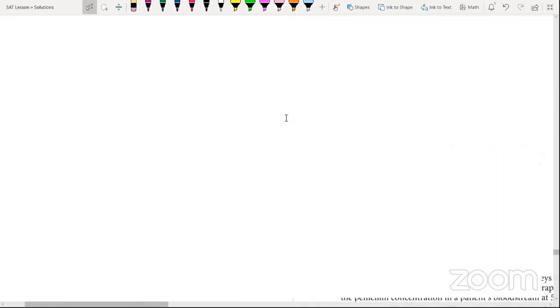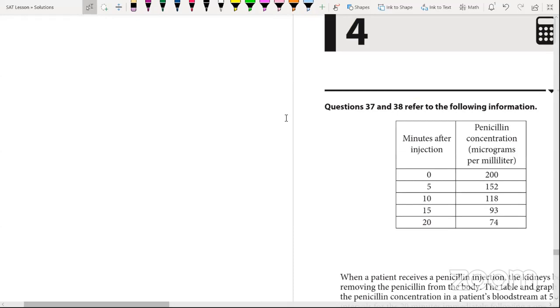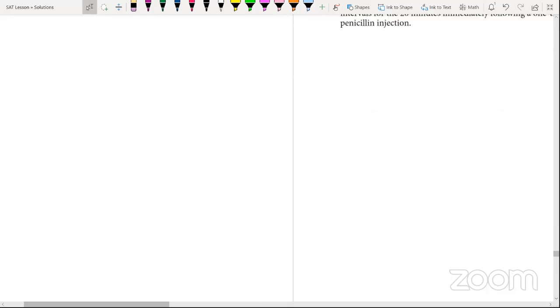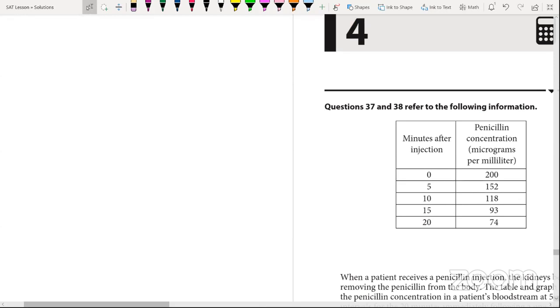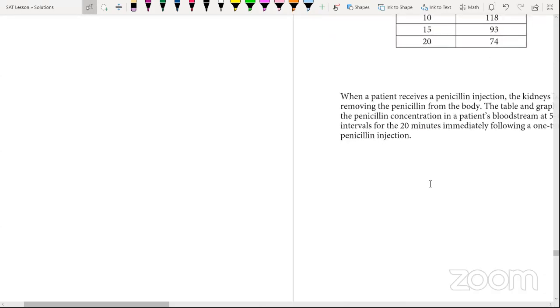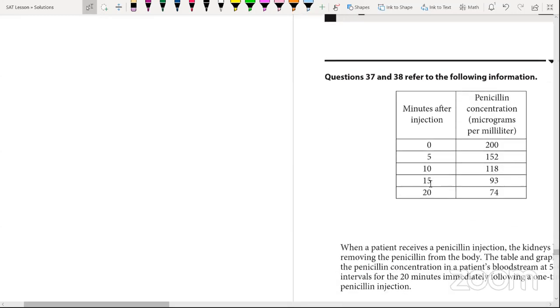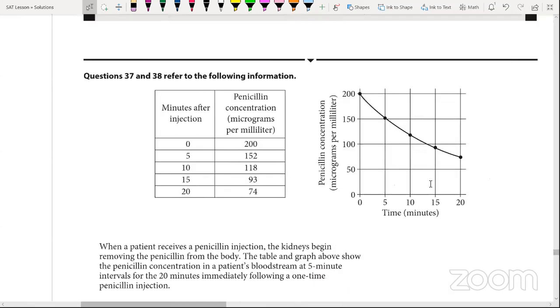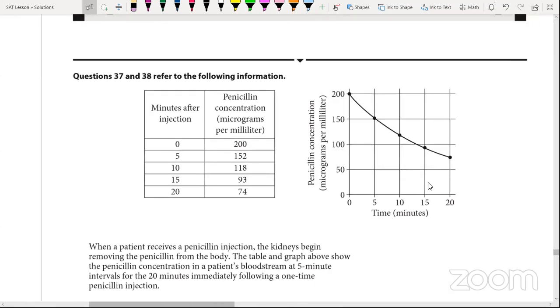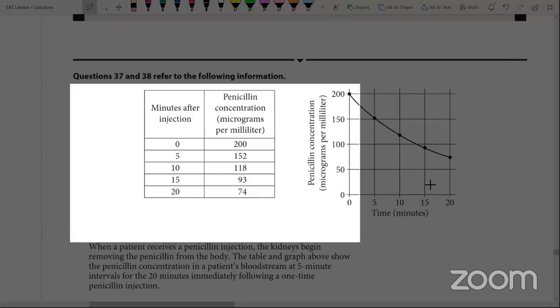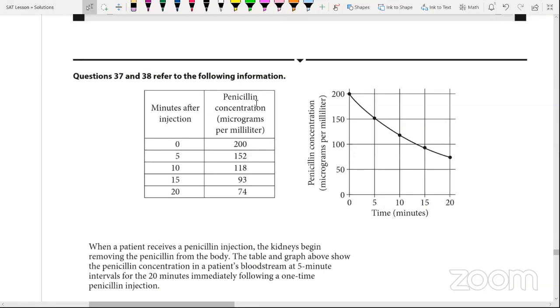Question 37 on this test is one of the harder SAT concepts. If you're really an ambitious student, genuinely trying to get a high score on the SAT, you're going to want to know about question 37. And I'm just going to paste this next to the actual question so we can see more easily.